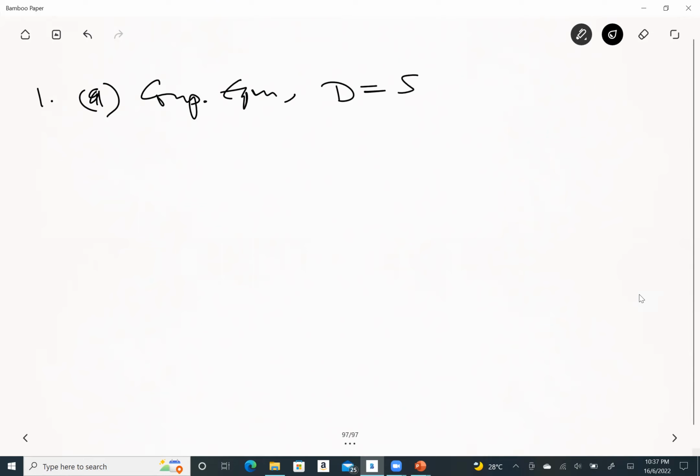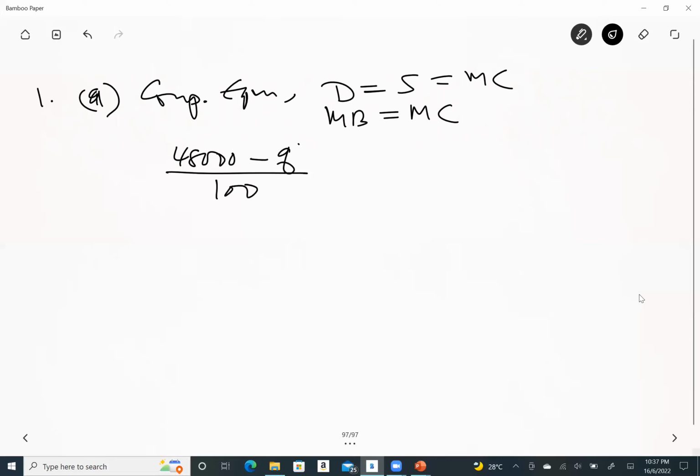Okay, or you can say marginal benefit equals marginal cost, or demand equals supply equals marginal cost. Anything okay. So you have the equation given, so you solve the equation. You have 48,000 minus Q divided by 100 equal to Q divided by 550 plus 25.